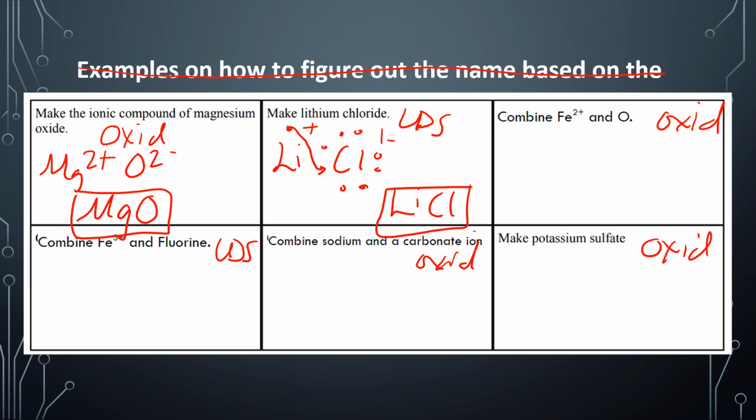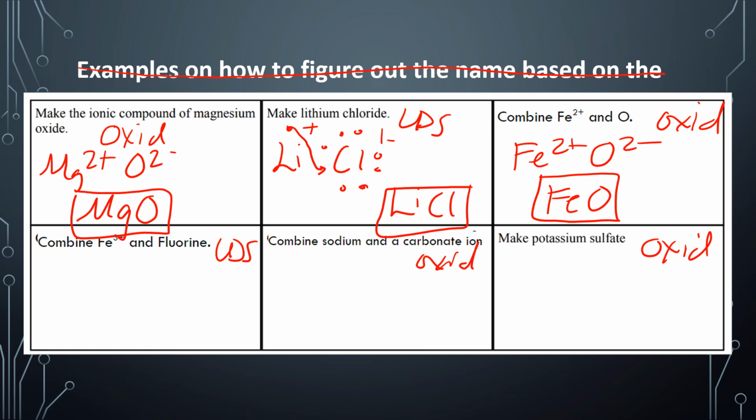Let's try oxidation number method for Fe2+ and oxygen. So Fe2+, O2-. So you crisscross the 2's, and what you end up getting is something really, really ugly. Because it's FeO, muy feo, ugly, all that type of stuff. So the name is iron 2 oxide.